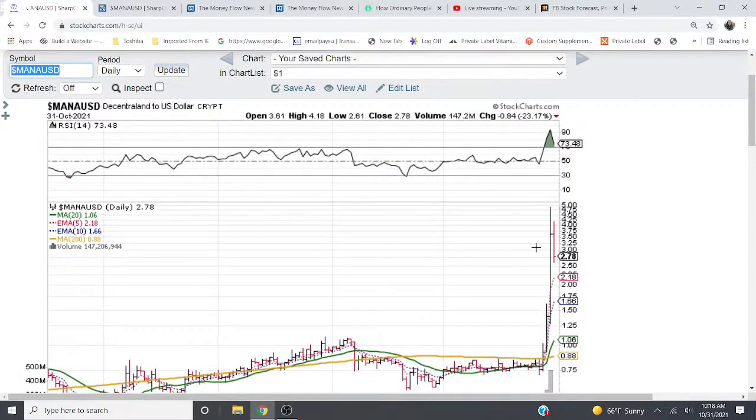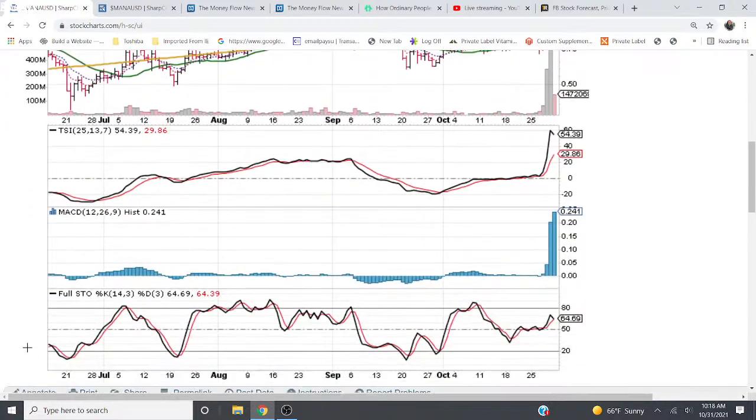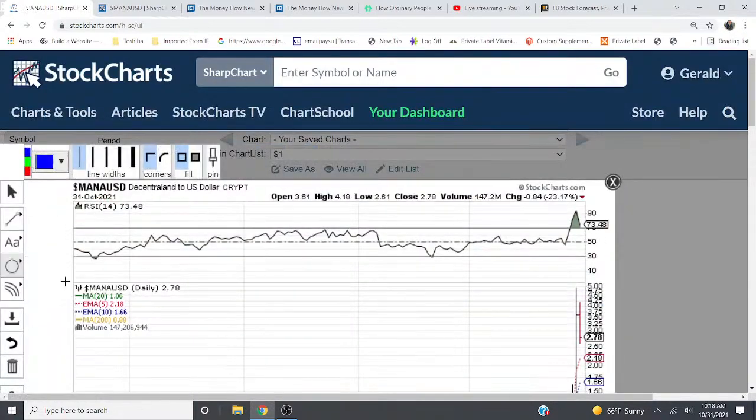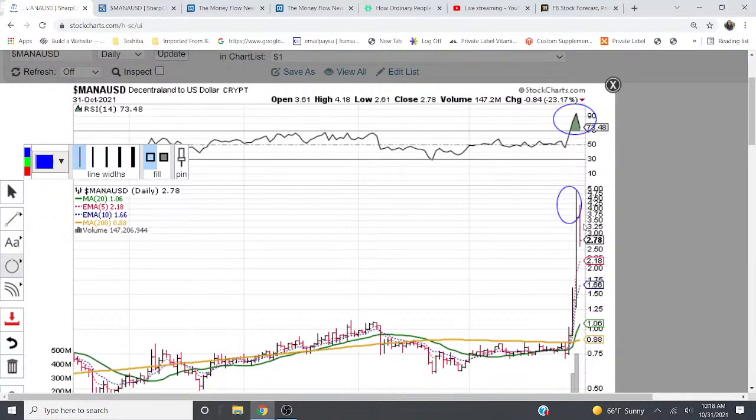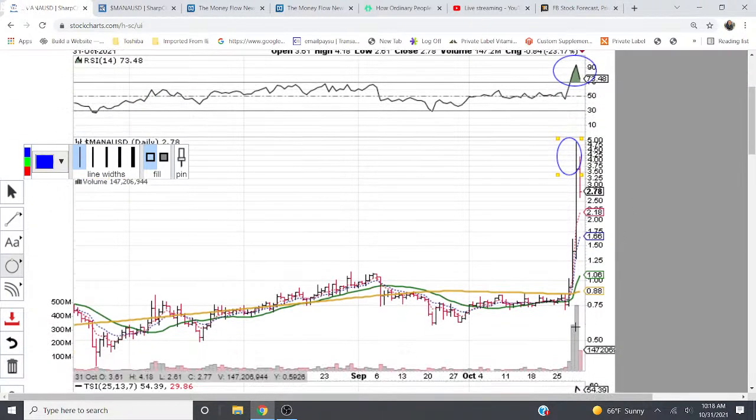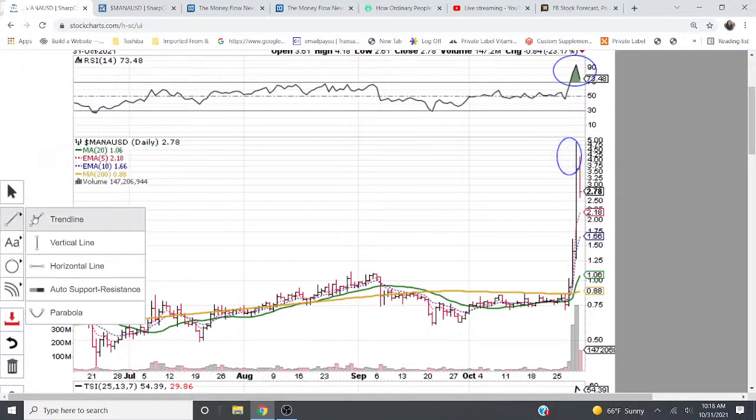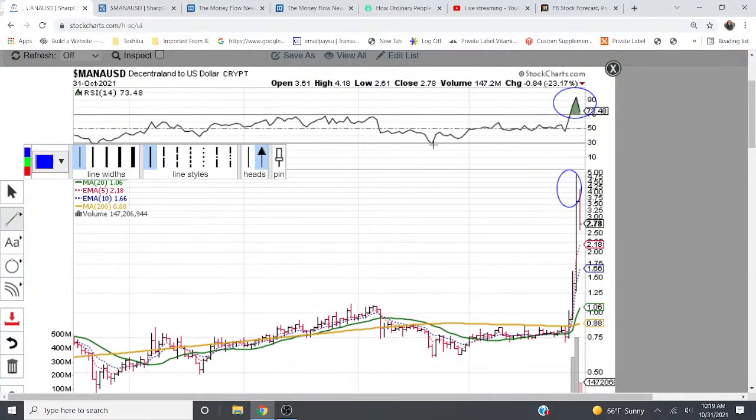Mana shot up, exploded. When you see this green, you know what that's telling you? It's time to take profits. So we trimmed some. That's an explosion. That's a completed swing trade. Doesn't mean it's done going up, but it's gone from one extreme low to the next.